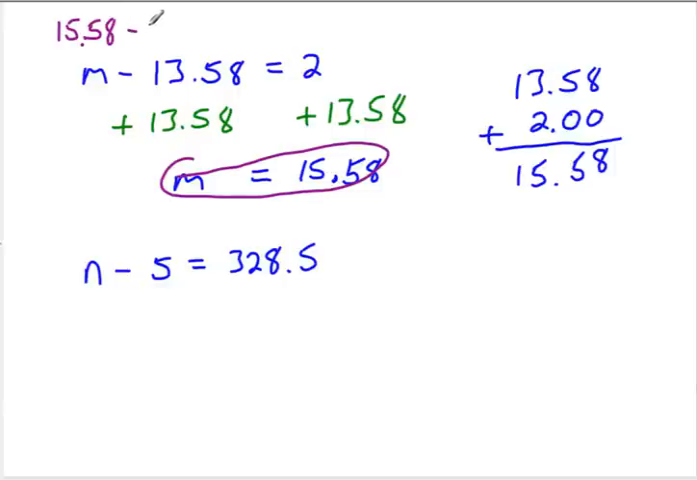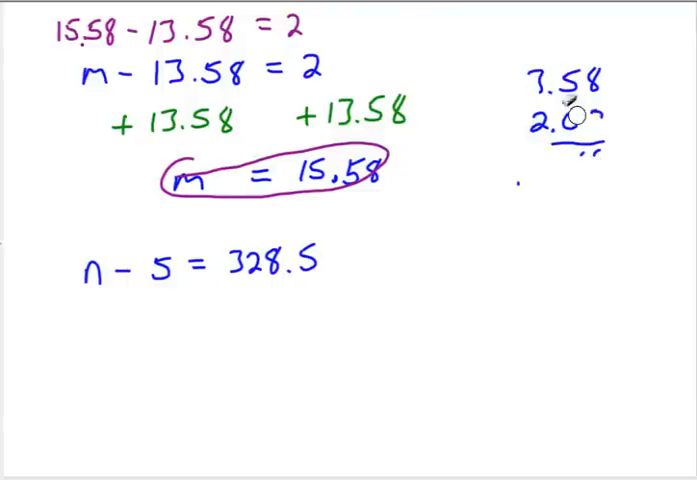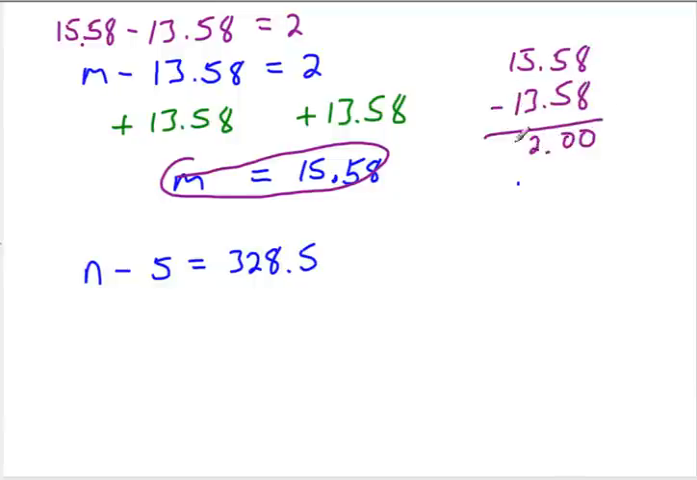15.58 minus 13.58 equals 2. Well, we need to see if that is true. So I'm just going to get rid of this for now. I don't want you to do this on your paper. I want you to keep all calculations on your paper because that's really important. So 15.58 minus 13.58 is 2. So that's correct. So m equals 15.58 is the answer. Always when you're solving equations, the answer will be a variable equal to something.